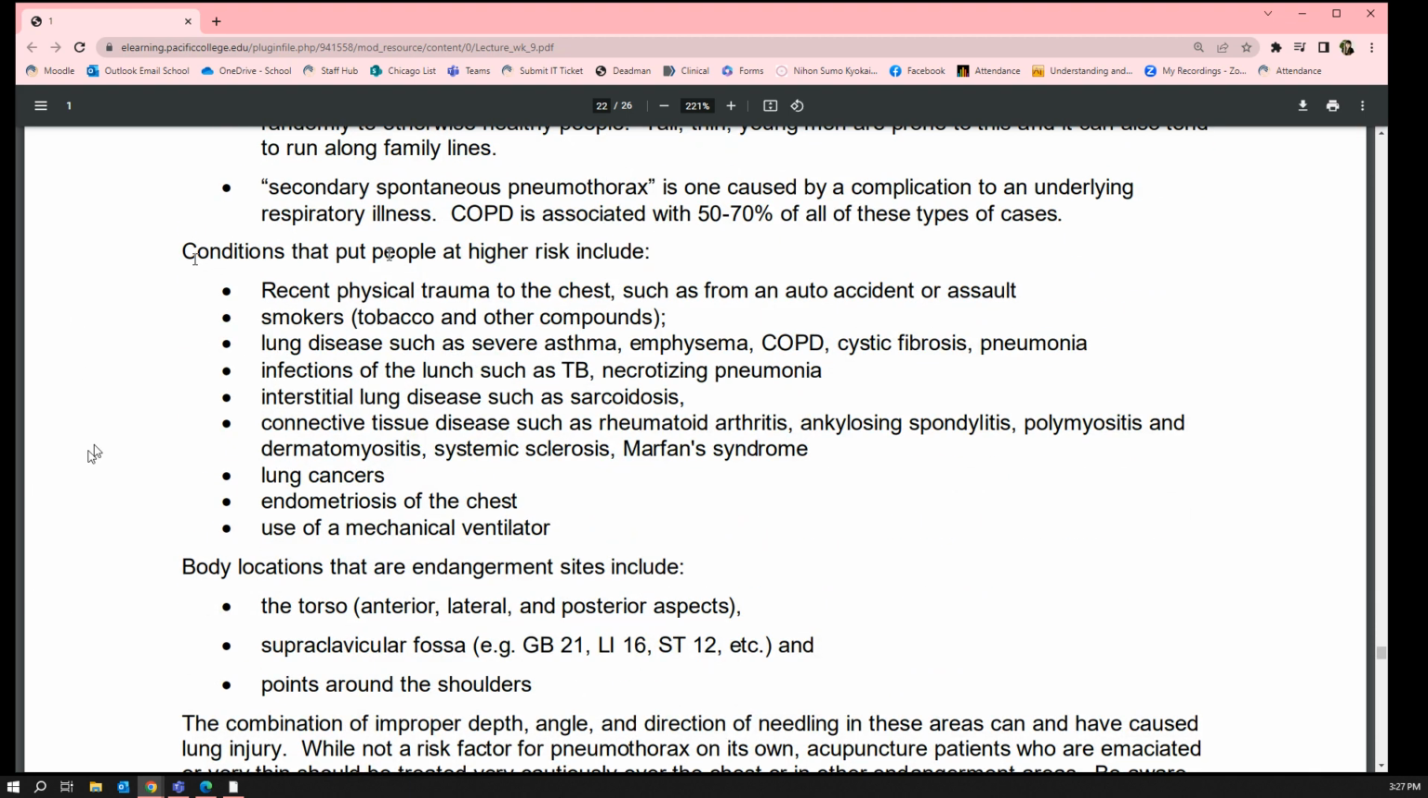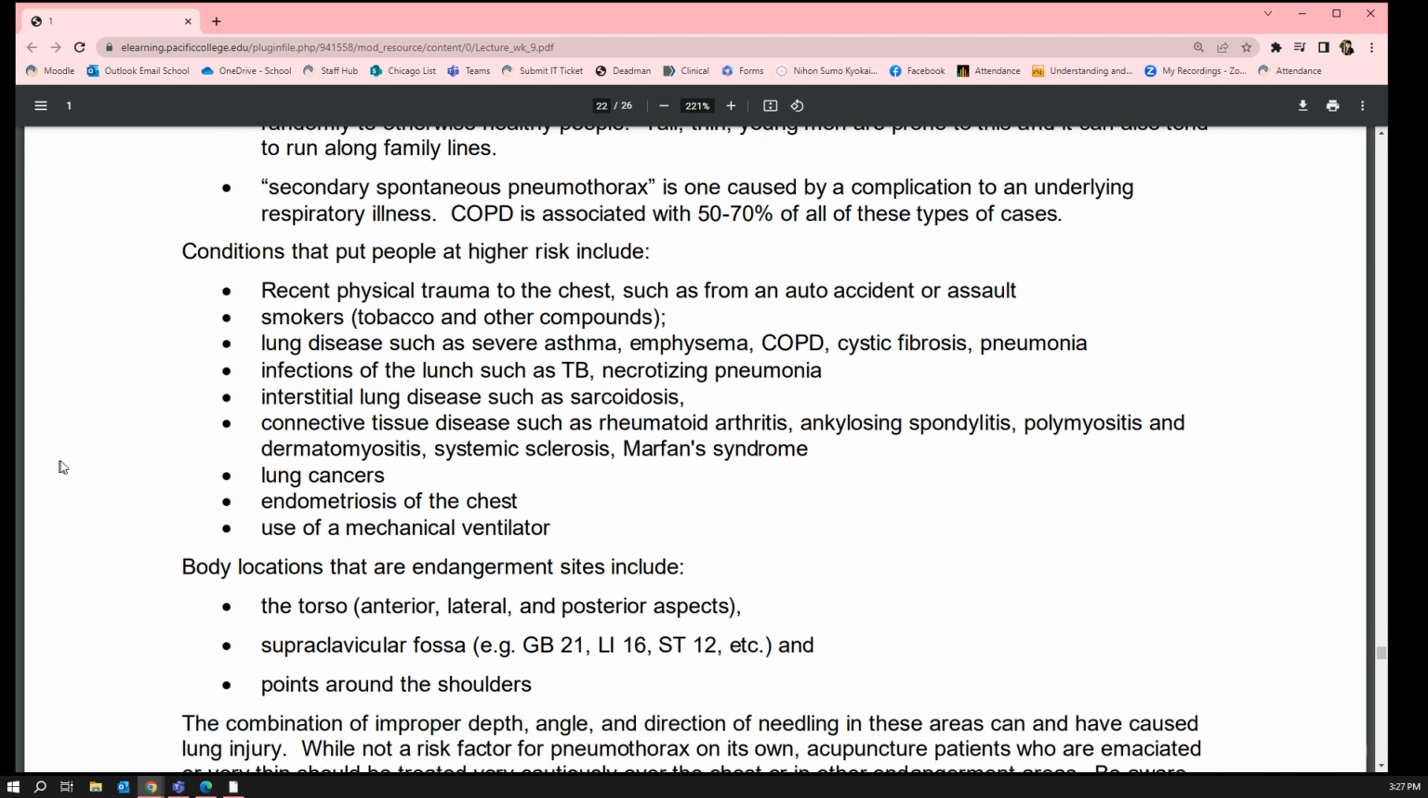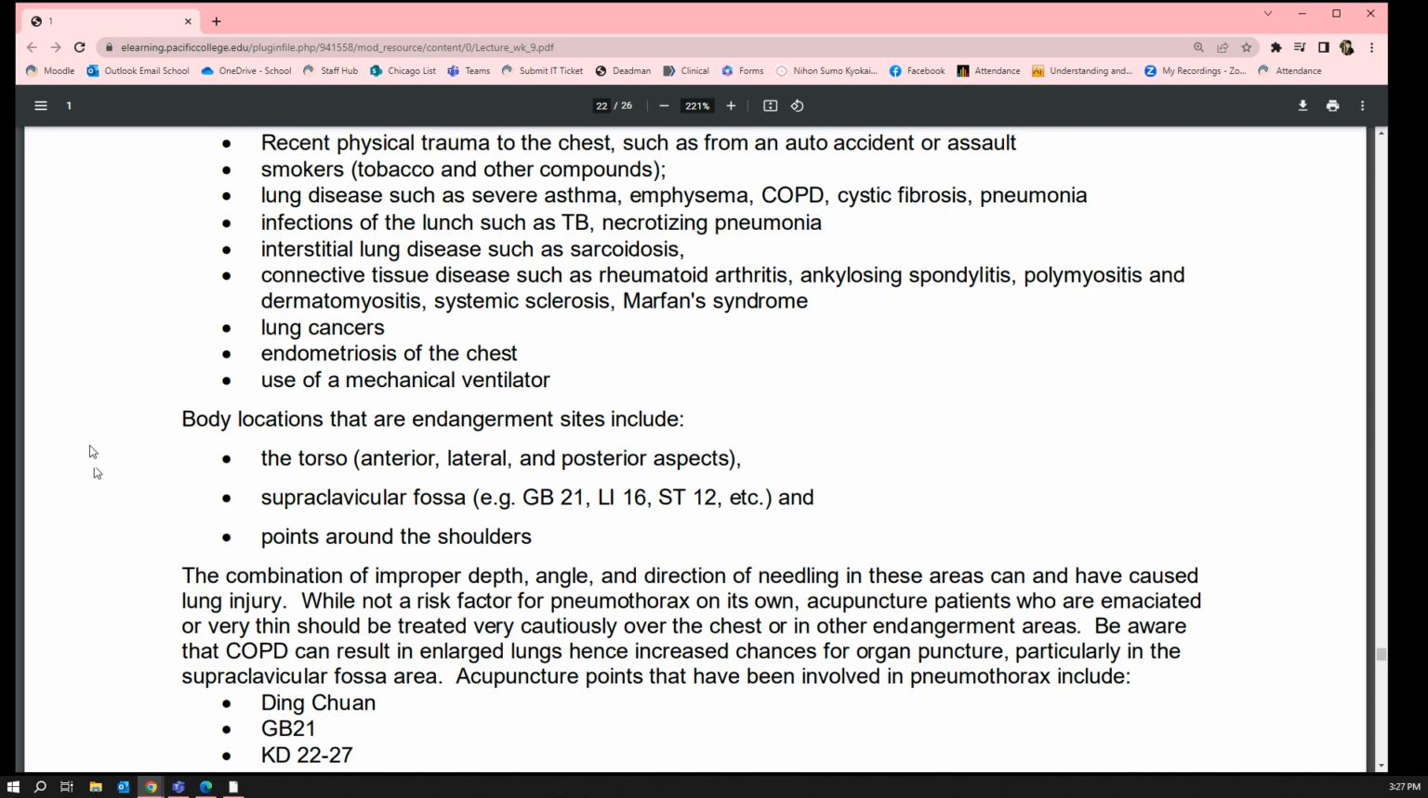There are certain conditions that put people at higher risk for pneumothorax. So we need to know these things, right? And we need to look for them in our patients. This, again, is why health history is so important. Even if I'm treating somebody for shoulder pain, I am going to look at their health history. If they have COPD or emphysema or something like that, they're more likely to get a pneumothorax. I am going to needle them with greater caution, even if it's just shoulder pain, because that area is right around the lungs. We need to understand that certain body locations are endangerment sites.